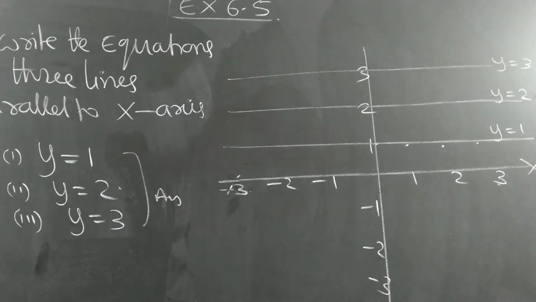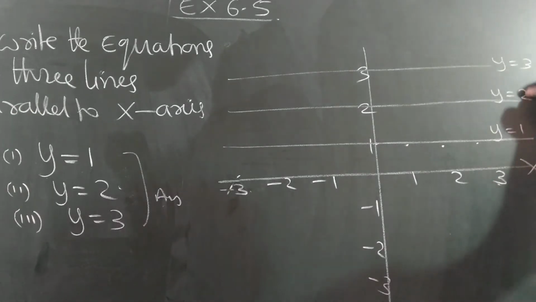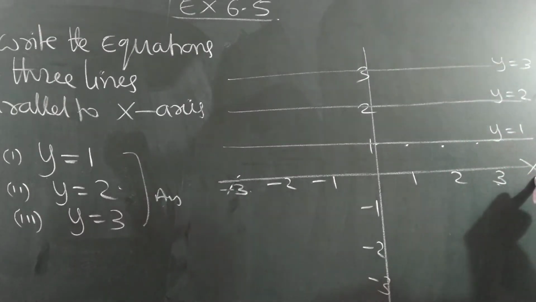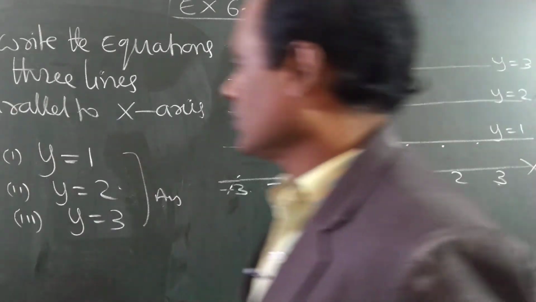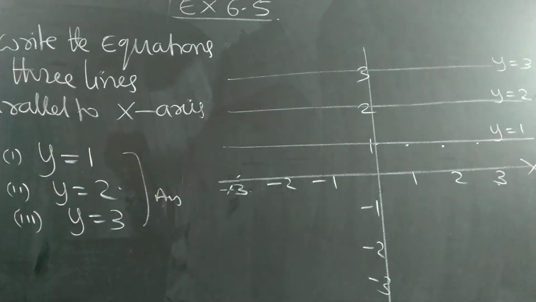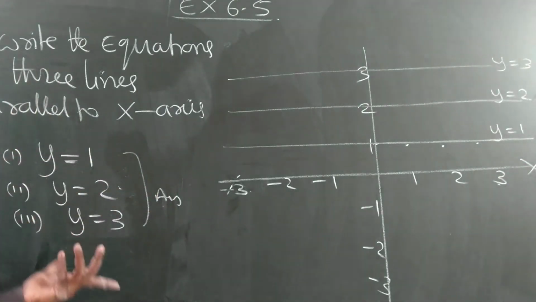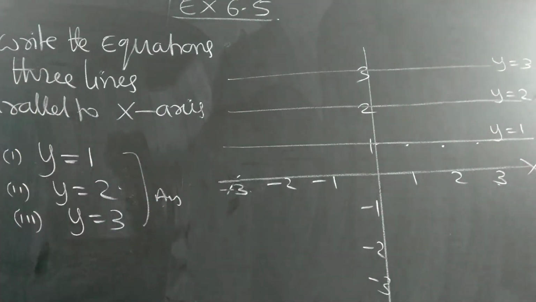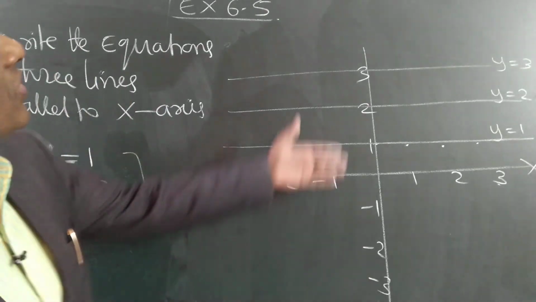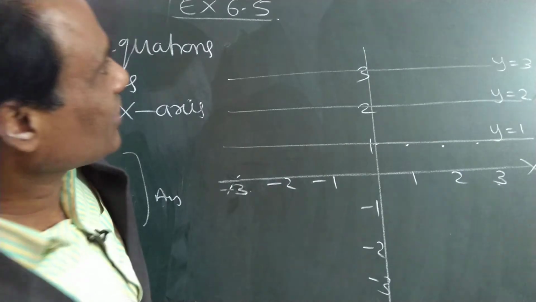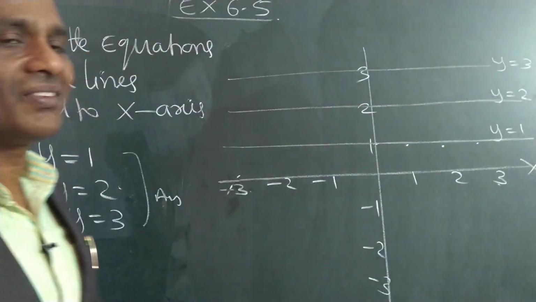Y is equal to any constant will be parallel to the x-axis: y is equal to 1, y is equal to 2, y is equal to 3. So you are asked to write three equations. You write any three. Y is equal to any number you take, it will be parallel to the x-axis only. Y is equal to 100, so there will be a y value 100 somewhere. It will be parallel to the x-axis.